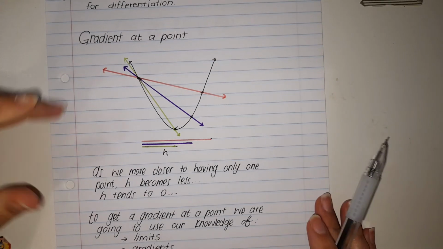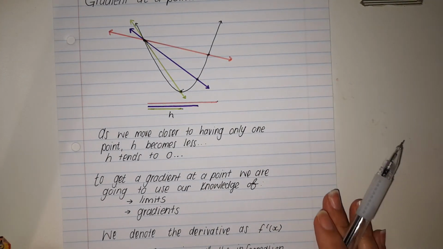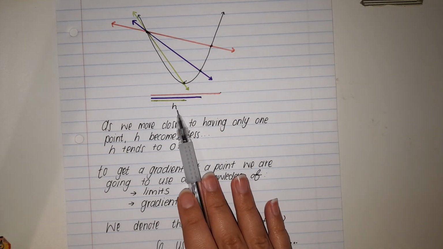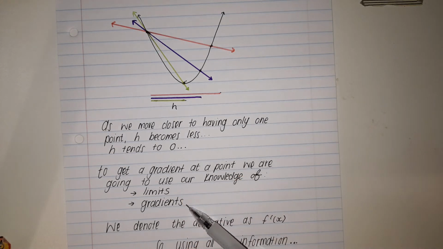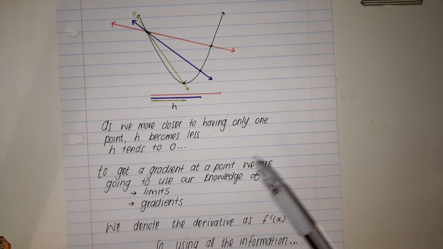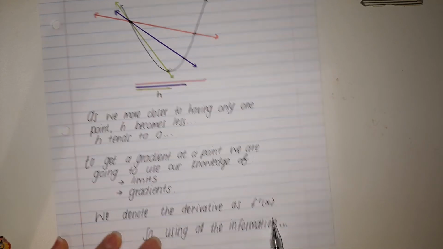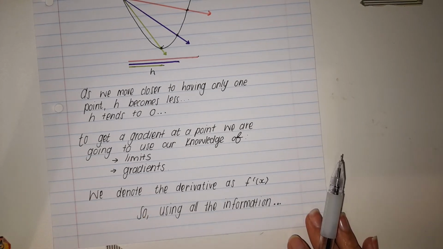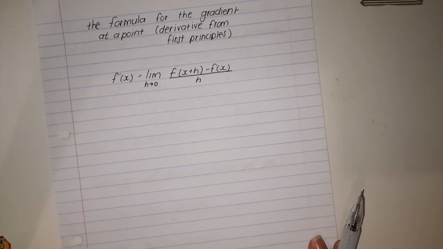So as we move closer to one point, h becomes less. H tends to 0. To get a gradient at a point, we are going to use our knowledge of limits. Like I said, h tends to 0. That should sound familiar. We have our average gradient that we just did, but now we're going to add our knowledge of limits. We denote a derivative as this: the derivative of f(x). Using all this information, we are going on to the next step.